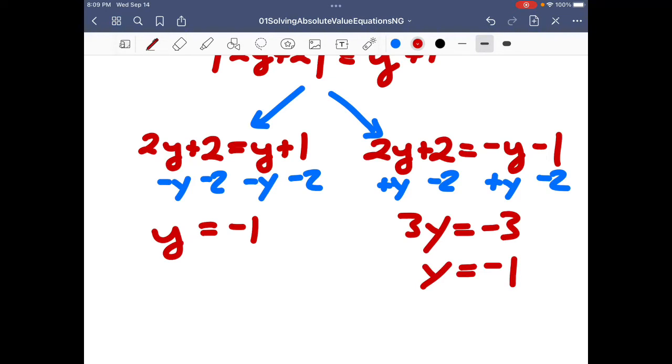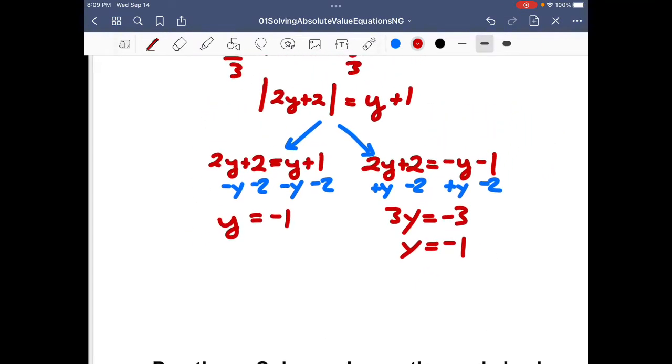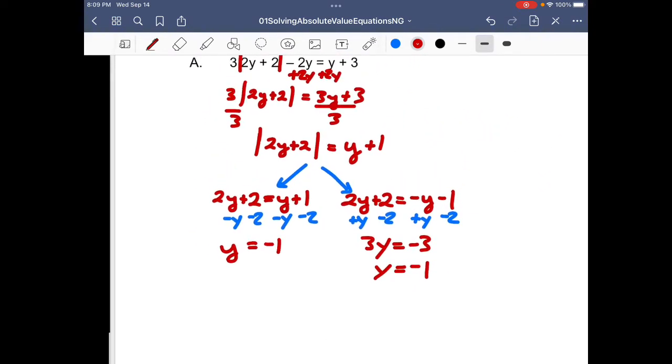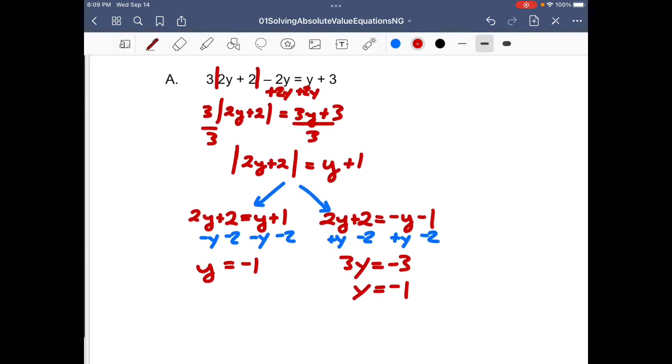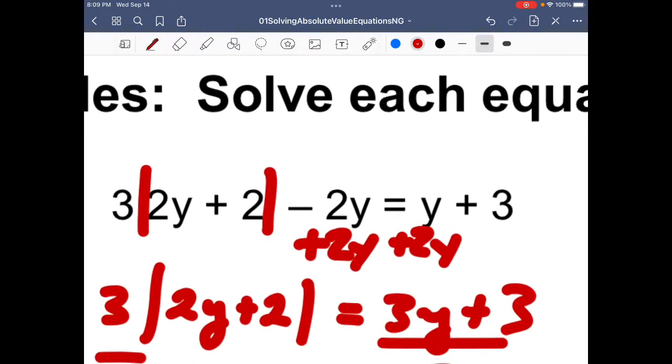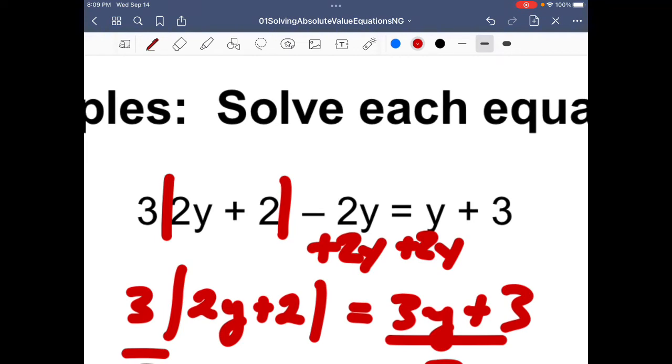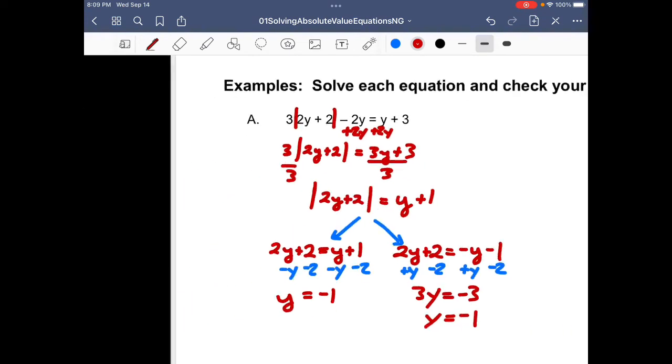Now, it's just coincidence that it's the same answer, but the truth is, I still need to check these answers. What do I mean check? Well, you got to take negative 1, and you got to plug it back into the original equation. So we're going to plug negative 1 back in for all of these y's.